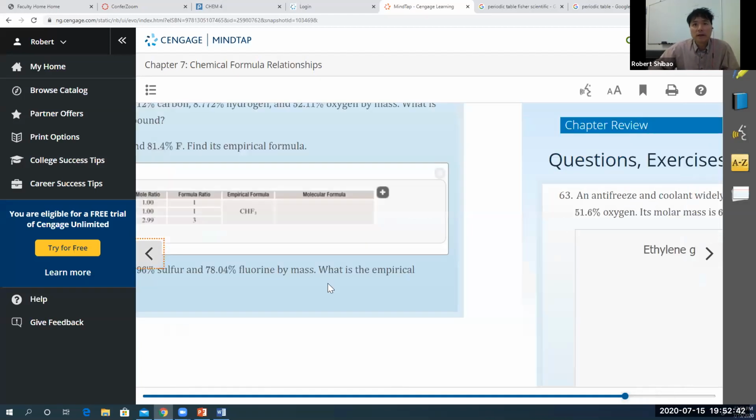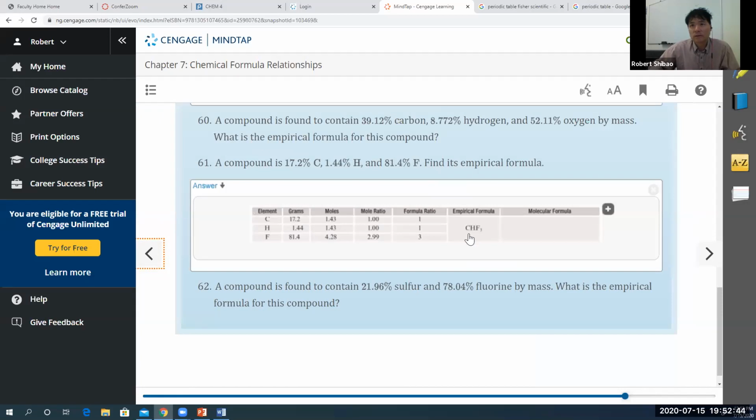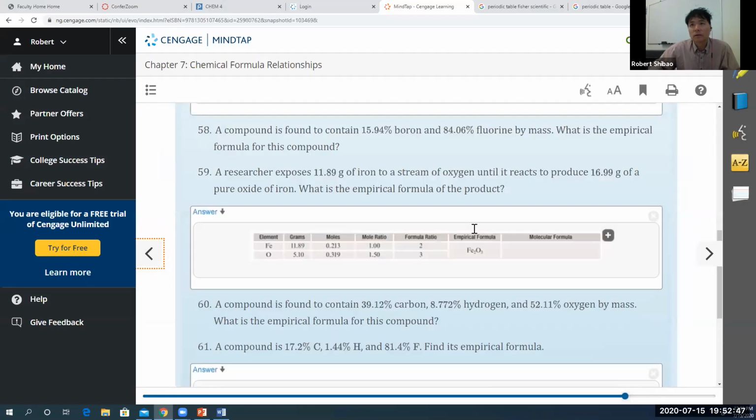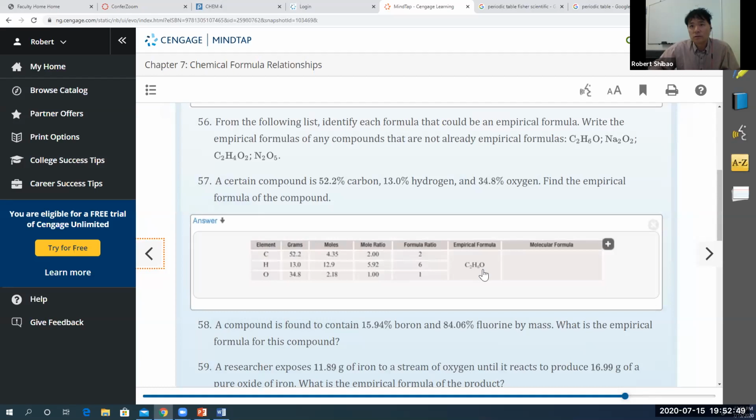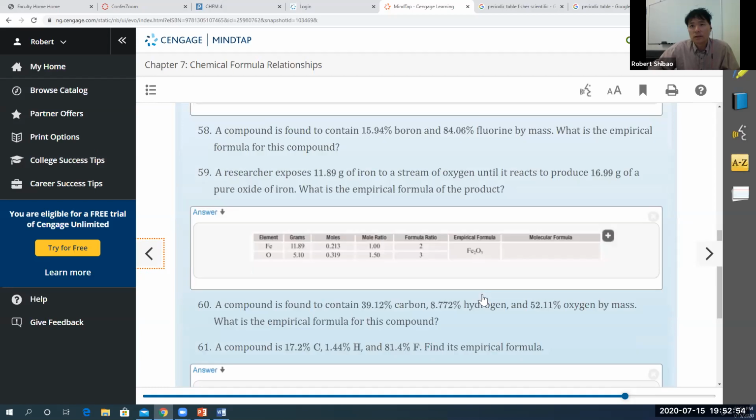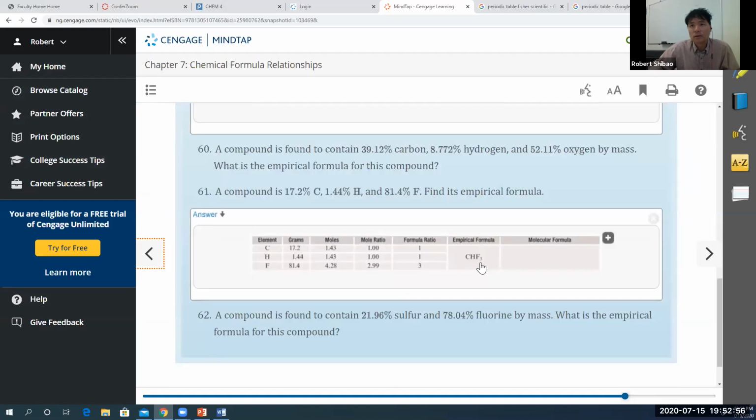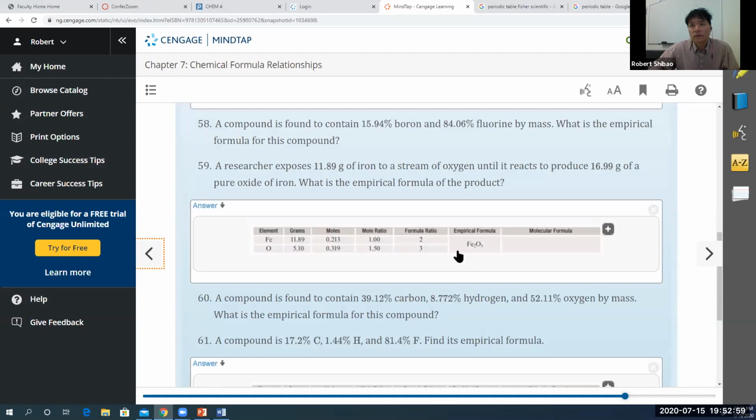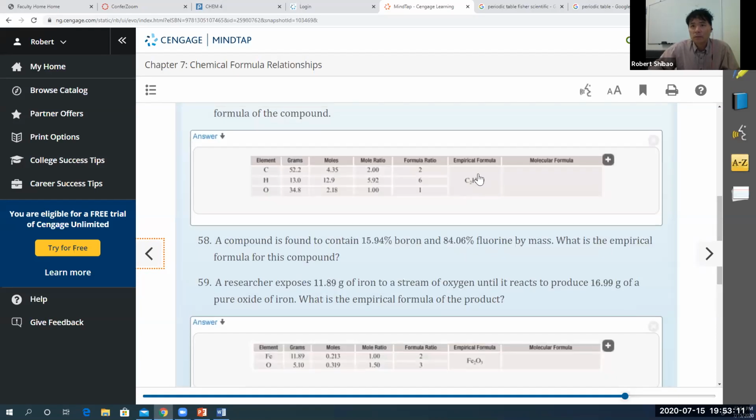So far, what we've been getting are the empirical formulas. The empirical formula is the simplest ratio. Here we have a 2-3 ratio, and this is a 1-1-3. Iron and oxygen don't form molecules, so this empirical formula is the formula unit. There's no such thing as a molecular formula for an ionic compound. But when we have a molecular compound like this, the molecular formula is not known.